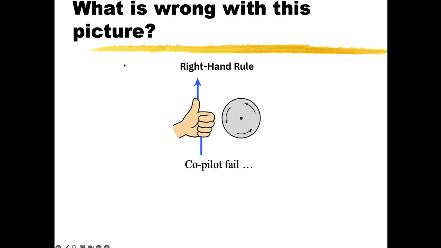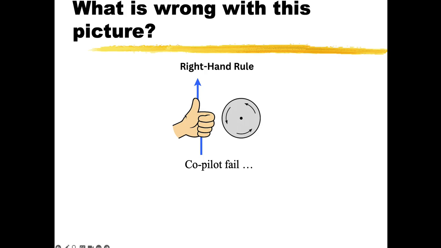Okay, so what is wrong with this picture? Here I've got a rotating disc, and here's the hand, and I'm using the right hand rule. And by the way, this is a Copilot fail. I tried to get Copilot to make an animation of the right hand rule, and this is what it gave me. So first of all, that's not a right hand. That's a left hand, right? If you're looking at the screen, that's a left hand.